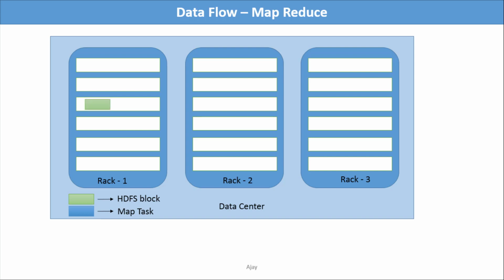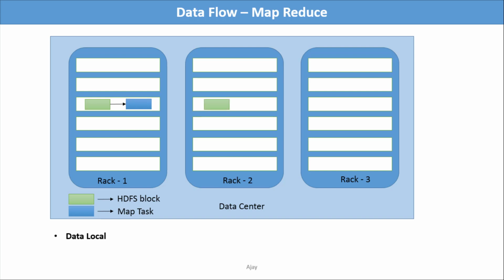If the HDFS data is present in a particular node, then Hadoop tries to invoke the mapper in the same node. This is the most optimized way of execution because we are preventing the loss of time due to moving of data from one node to another, and this is called data local execution.